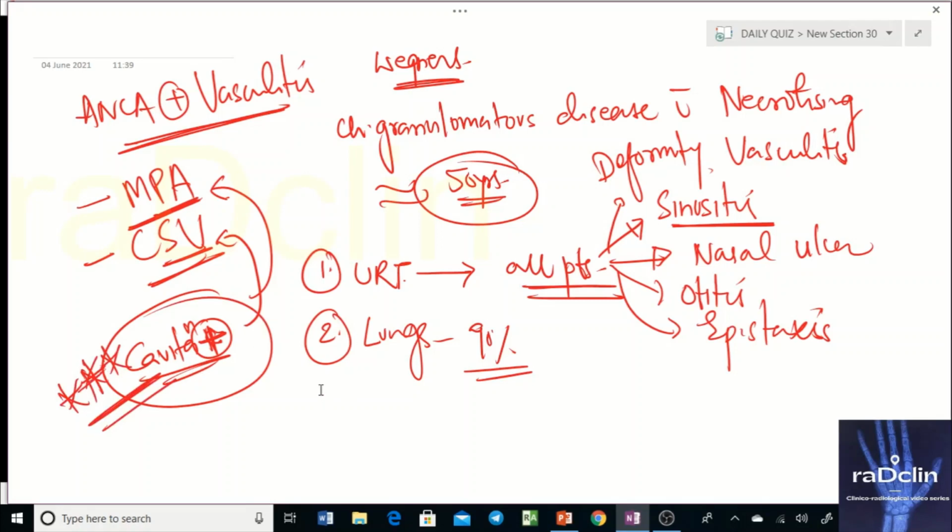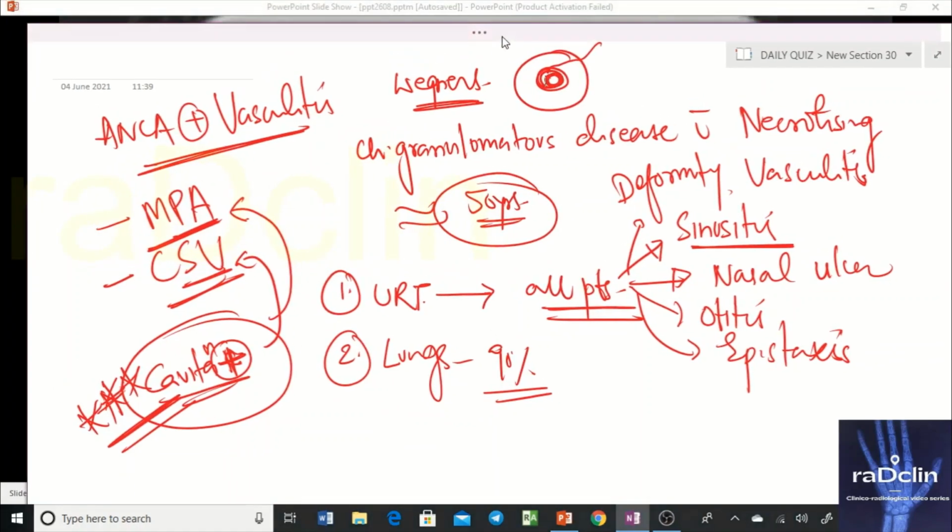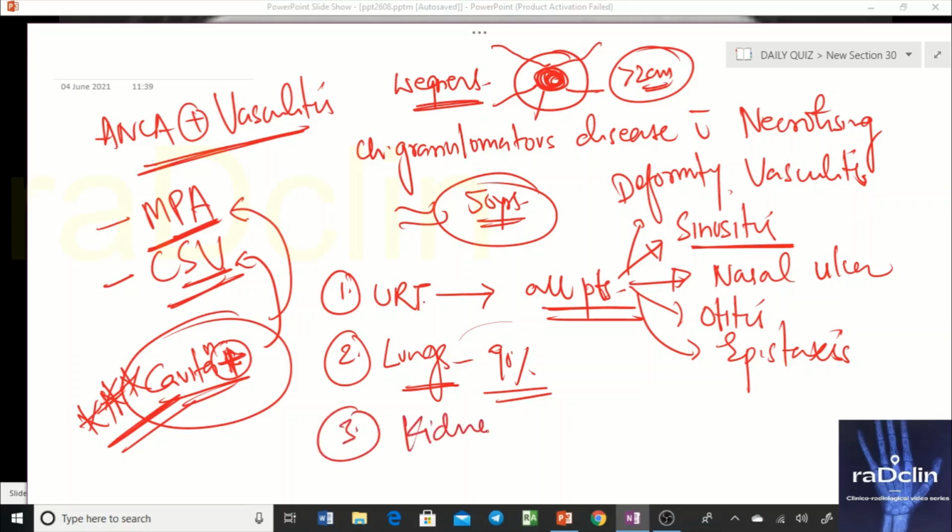Although non-cavitating nodules are also there. Why does cavitation happen? The nodules become so large that the center of the nodule becomes ischemic, because the blood supply is from the periphery. So necrosis starts in the center when the nodule becomes large. If you have a nodule of more than 2 centimeters, or a large mass, it's likely to be cavitated in Wegener's. So lungs are involved in 90% of the cases. One imaging feature I have just told, another imaging feature I'm going to tell. The third important organ involved is your kidneys, in 80% of the cases.